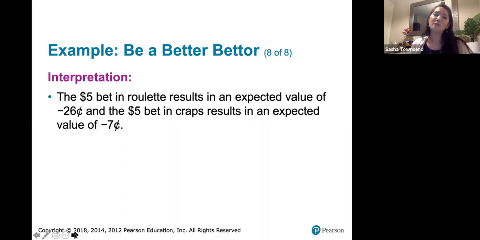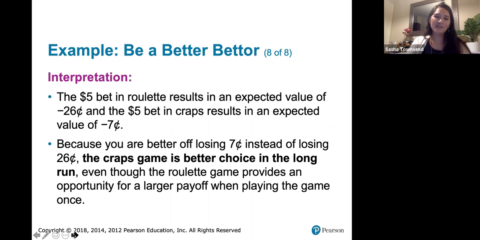But if you look at this over a really long time, as you bet repeatedly while you play roulette, or you bet repeatedly while you play craps, you tend to lose 26 cents per game when you play roulette. And you tend to lose 7 cents per game when you play craps. So I think I'd rather lose 7 cents than 26 cents. So craps is the way to go, even though it might not be intuitively what you thought would be the better bet. So this is an application of expected value in decision theory.